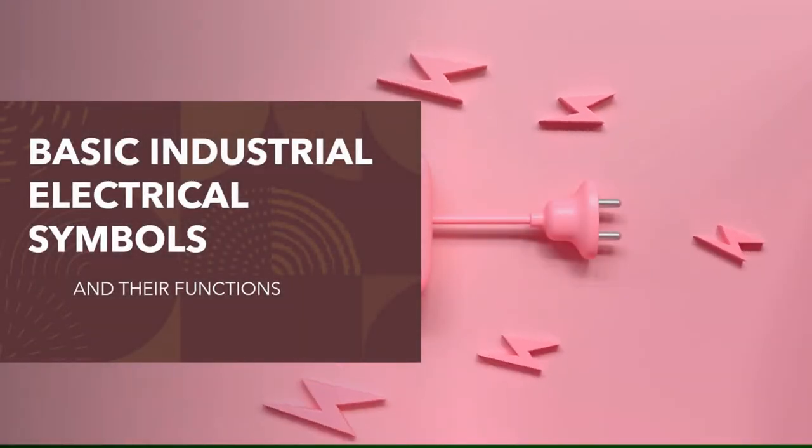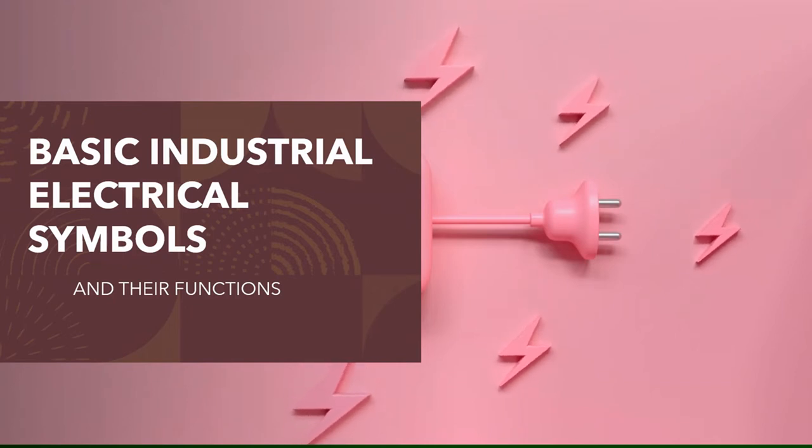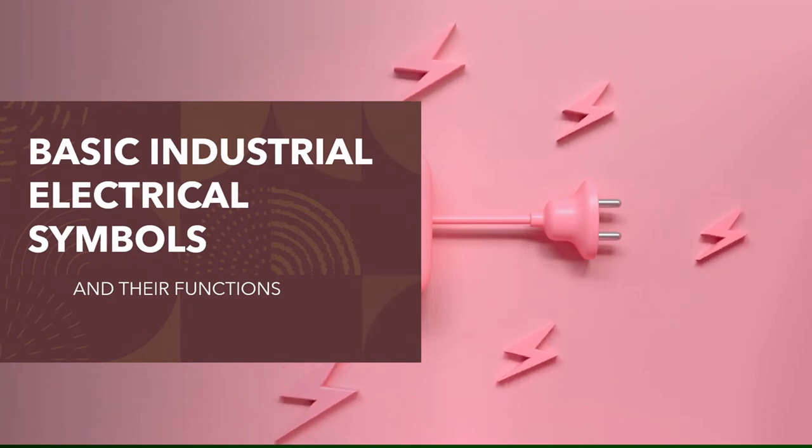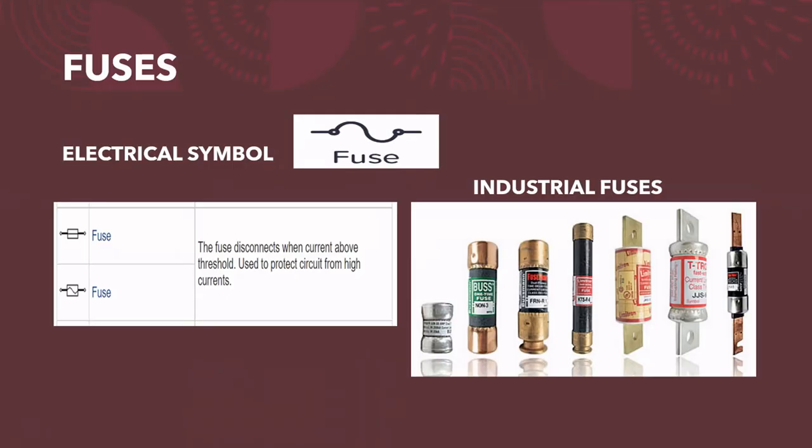In today's video, I will be describing the electrical symbols of electrical components which are most commonly used in an industrial environment. Let's begin with our first component, which is the fuse. A fuse is represented by a wave-like thin wire and two wires at the straight ends. This is the electrical representation of the fuse.